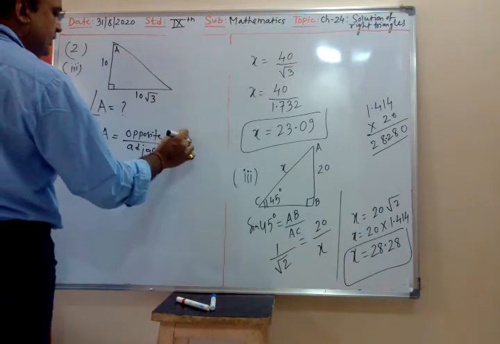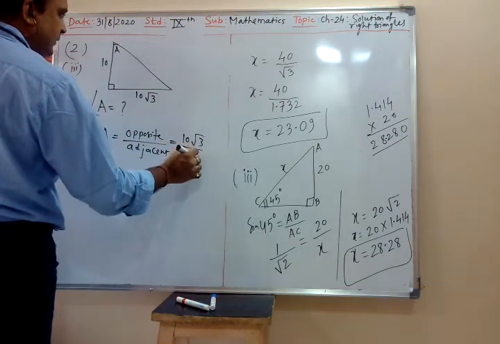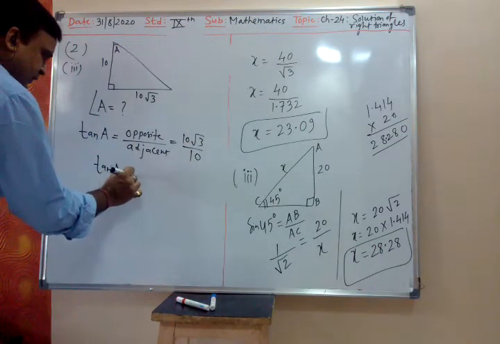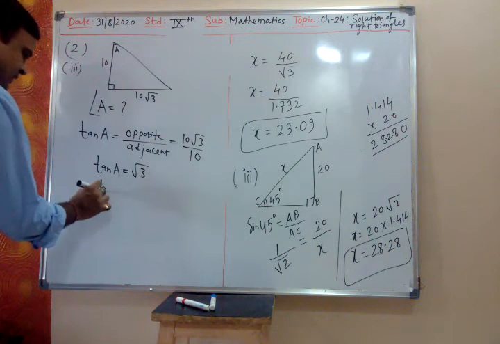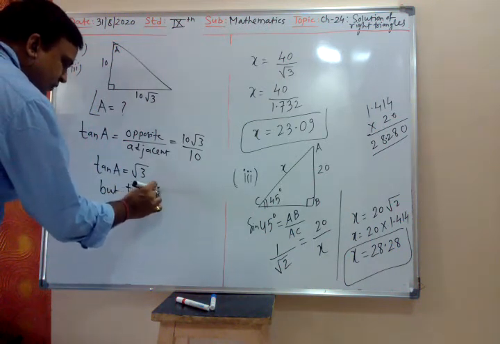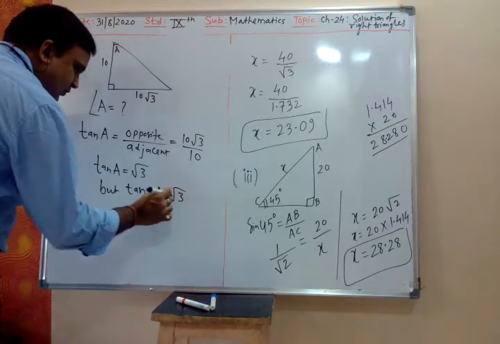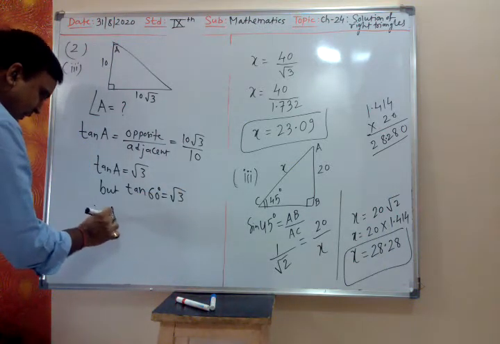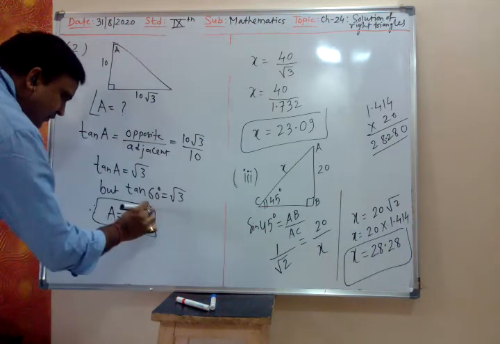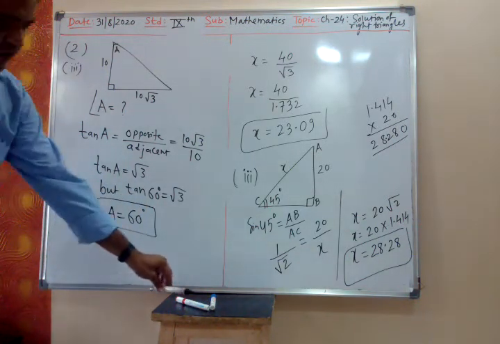Opposite is 10 root 3 upon 10. So tan A is root 3. But tan of which angle is root 3? Tan 60 is root 3. That will give you A is equal to 60 degree.